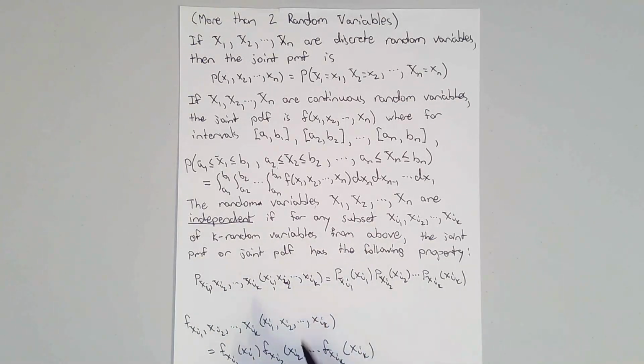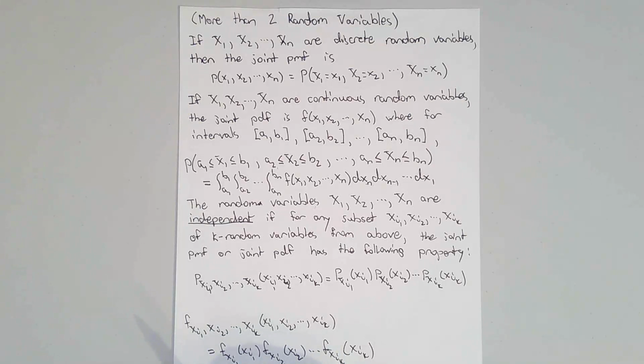So I won't go into details on this. This is our definition. It turns out the derivation for just two random variables can be extended to n random variables here. So these definitions will be helpful in later sections when we start talking about sequences of n random variables being independent.